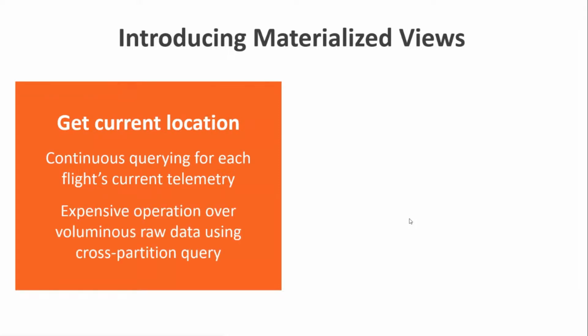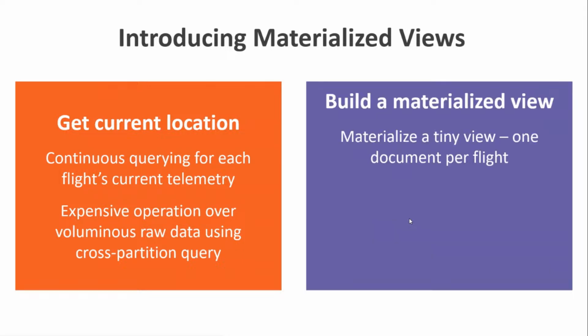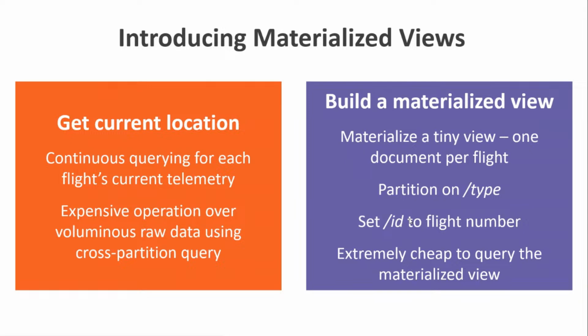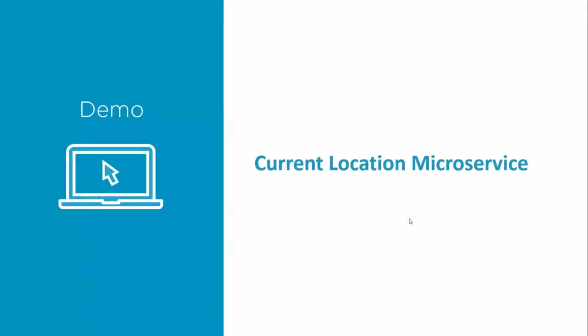concepts, we saw how expensive it was to query over that gargantuan container using cross-partition queries. So we built a materialized view, a tiny view with one document per flight. We partitioned on type. We set the ID to the flight number, and then it became extremely cheap. And we had the demo. So I'm a little lagging behind on the slides.